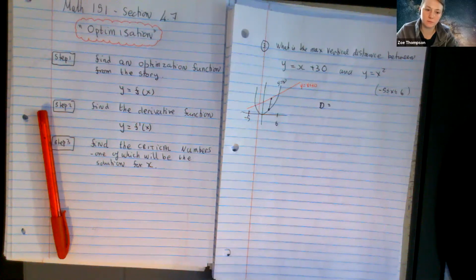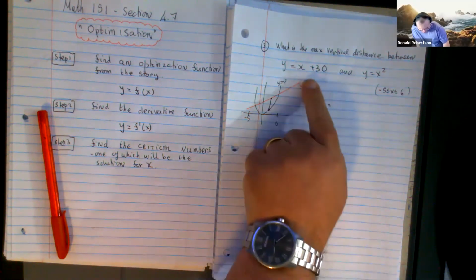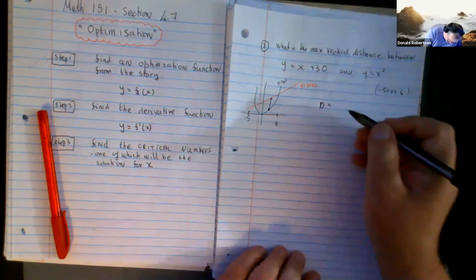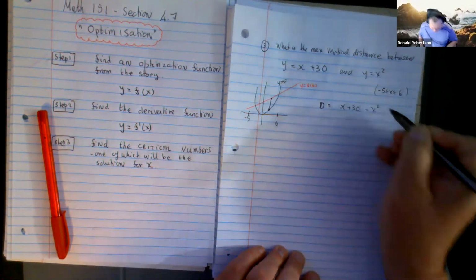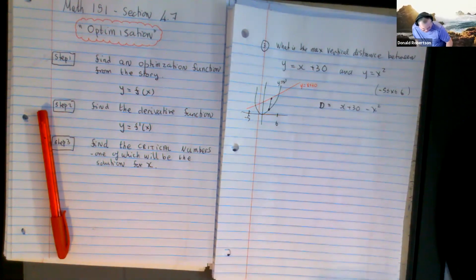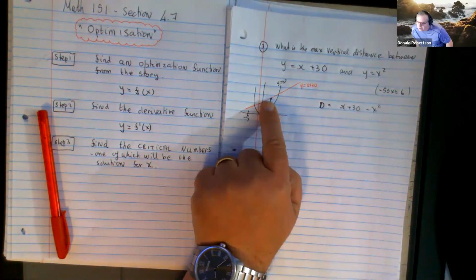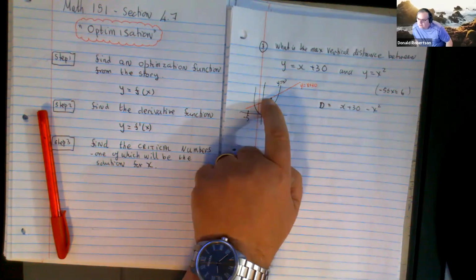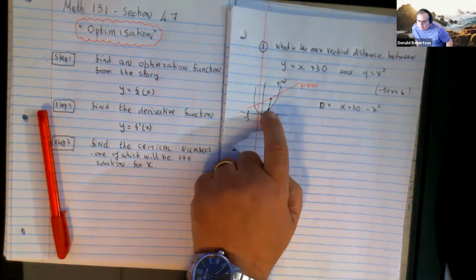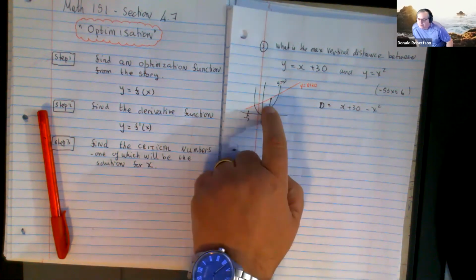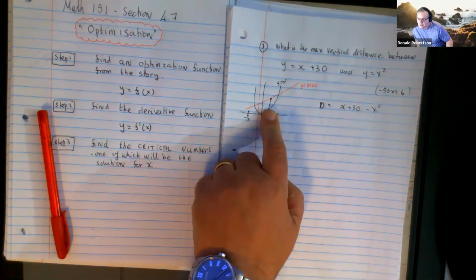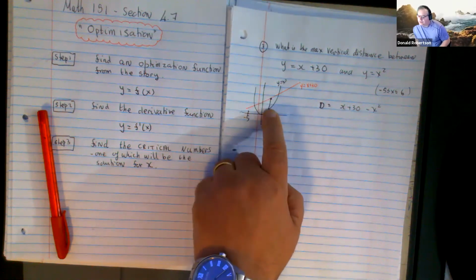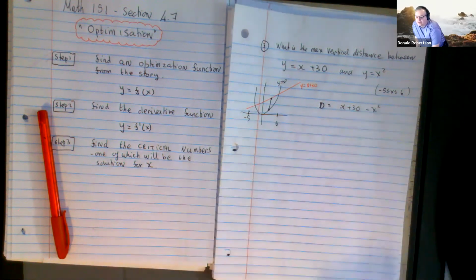That sounds like a difference between two things. The difference between this guy and that guy could be x plus 30, take your x squared. Isn't x plus 30 the straight line? Isn't x squared the curve? Isn't the difference between those two the difference between the y value of the straight line and the y value of the curve? X plus 30, take x squared. So there's the optimization function.